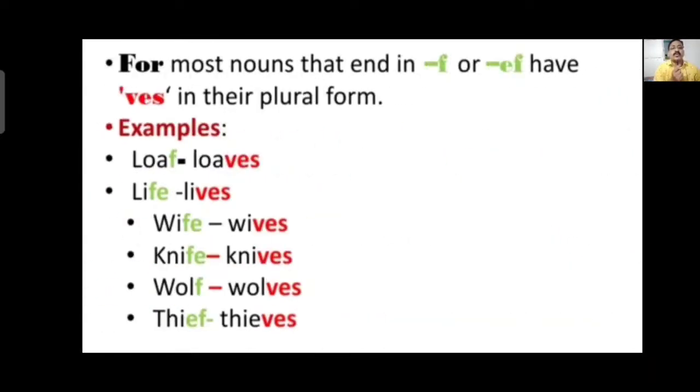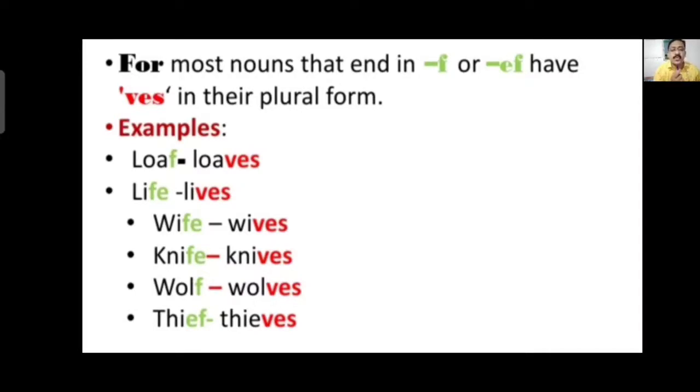Now we will move on to this: most nouns that end in f, ef or fe have ves in their plural form. Loaf of bread means piece of bread. Loaf is ending with f. Life ending with fe. Wife ending with fe. Knife ending with fe. Wolf ending with f. And thief ending with ef.